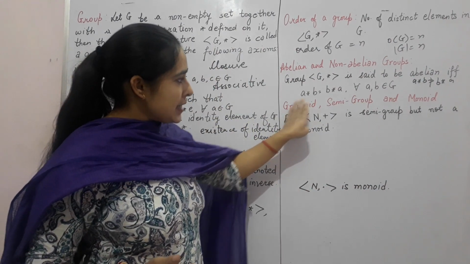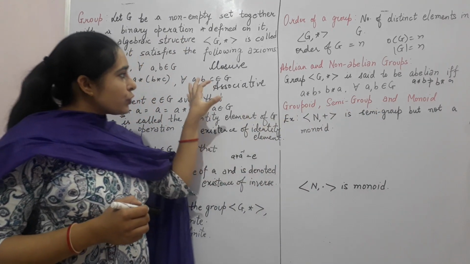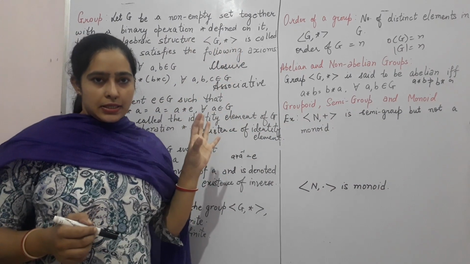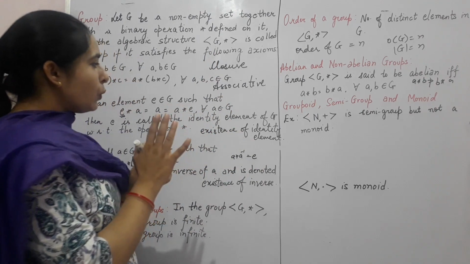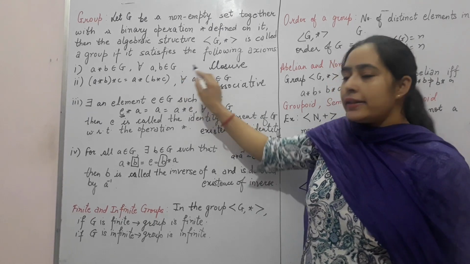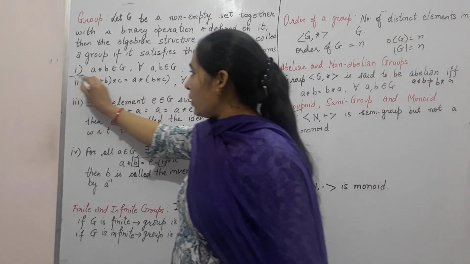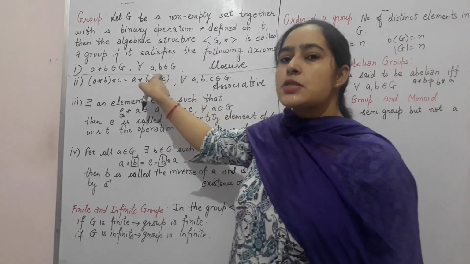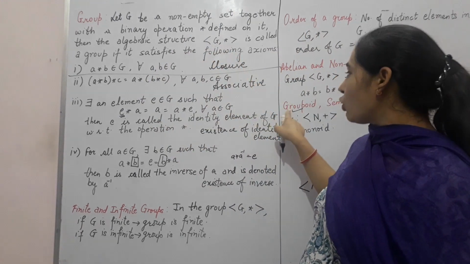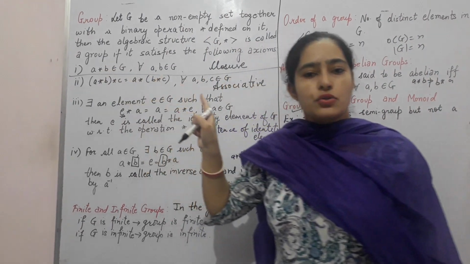Next is groupoid, semigroup and monoid. Very easy concept. Now, to form a group, G star must satisfy all these 4 properties. Now suppose we know that only the first property, that is the closure property, is satisfied, then it will form a groupoid. That means an algebraic structure G star will form a groupoid if A star B belongs to G for all A, B belongs to G.